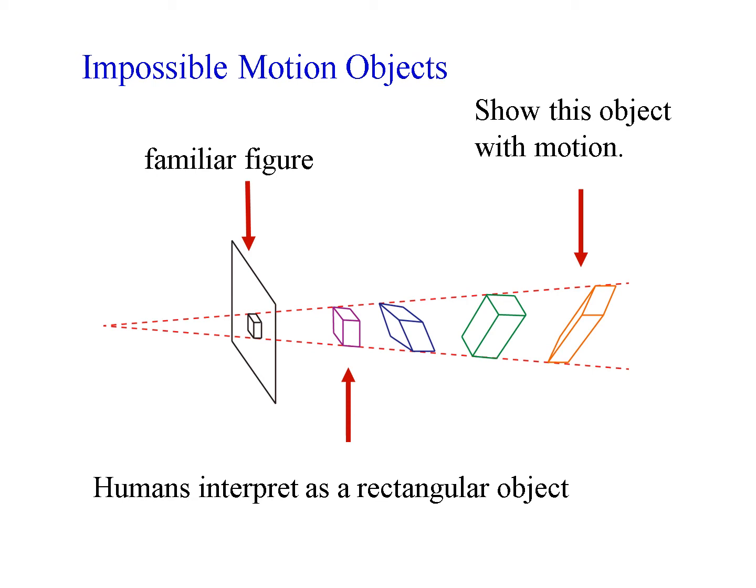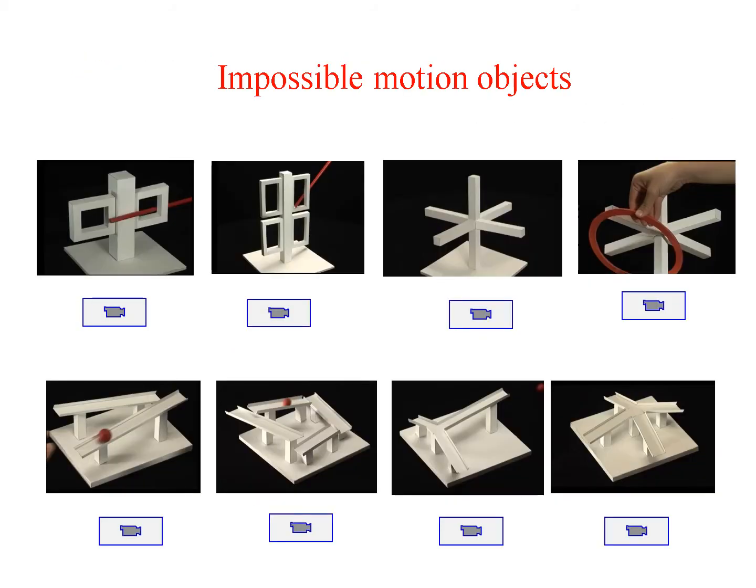In this case, the object is unfamiliar, but its projection gives a familiar figure of a rectangular object. So our brains interpret it as a rectangular object and feel the inserted motion impossible. By this way, we can construct various impossible motions. This is the second class of impossible objects.